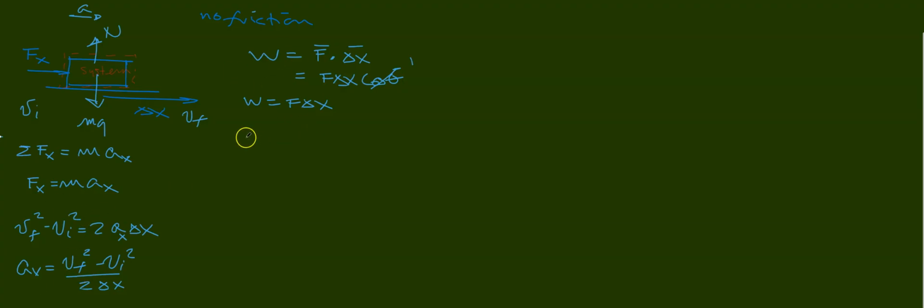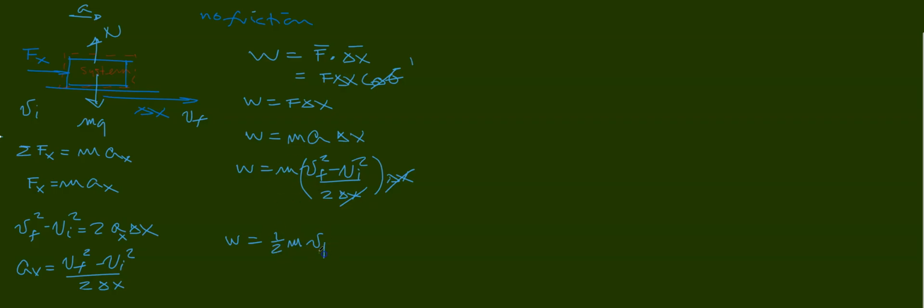But what about if we do this through work? We know that force is mass times acceleration, so the work will be mass times acceleration times delta x. But the acceleration is this, (v final squared minus v initial squared) over 2 delta x, and then times delta x. This cancels the delta x, and if I distribute the mass, we get 1/2 m v final squared minus 1/2 m v initial squared.